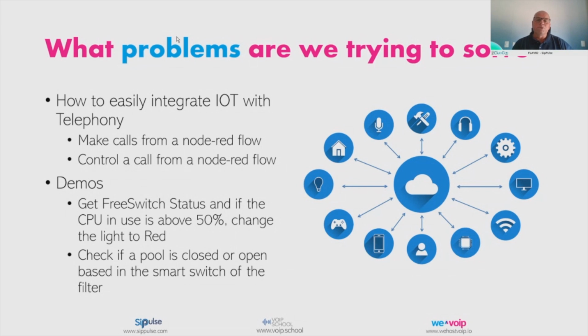We are going to get the FreeSwitch status, and based on the status of FreeSwitch, depending on the CPU, we are going to change a smart bulb from red to green and vice versa. And the second demo, we're going to use a smart plug to check if a pool is closed or not, based on if the filter is working or not. So these are 2 examples that will allow me to show you how to integrate FreeSwitch and NodeRed.